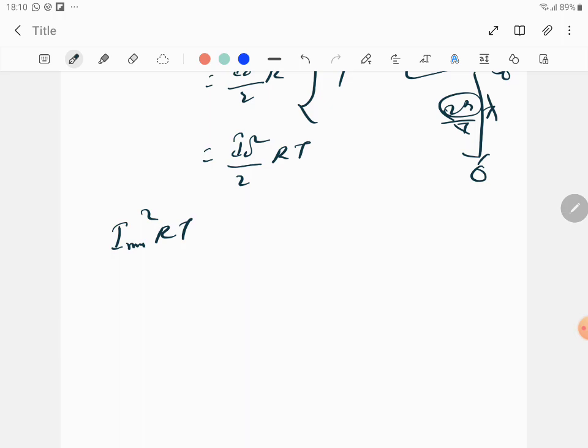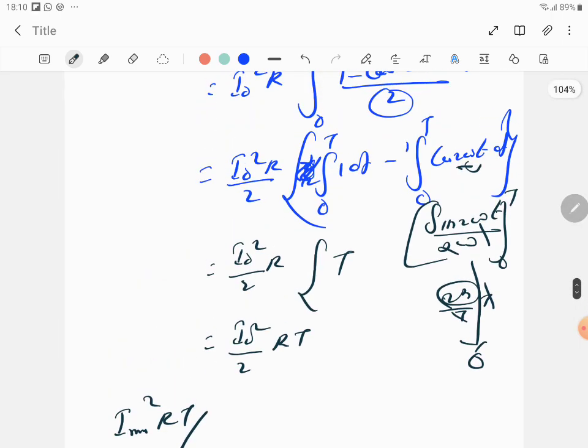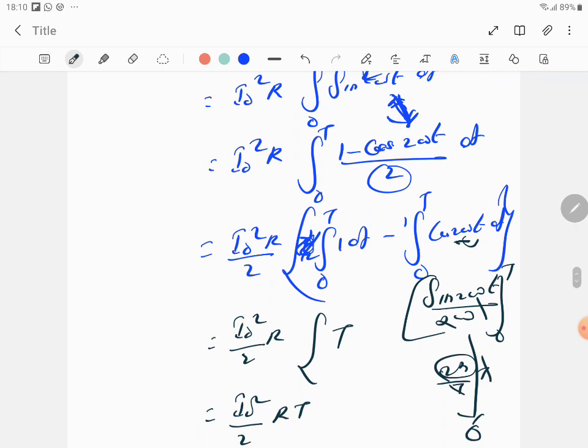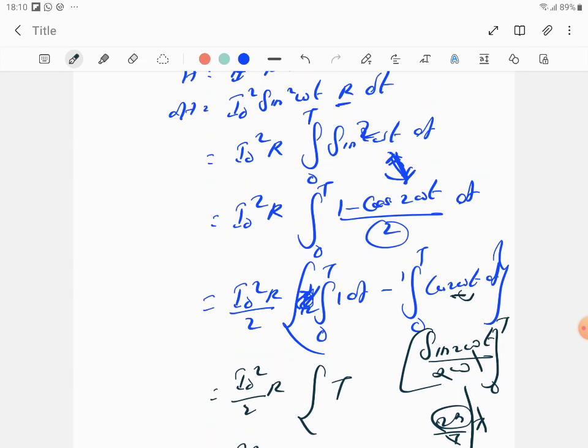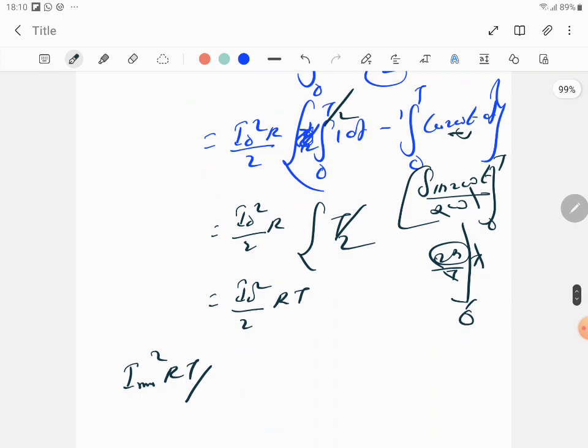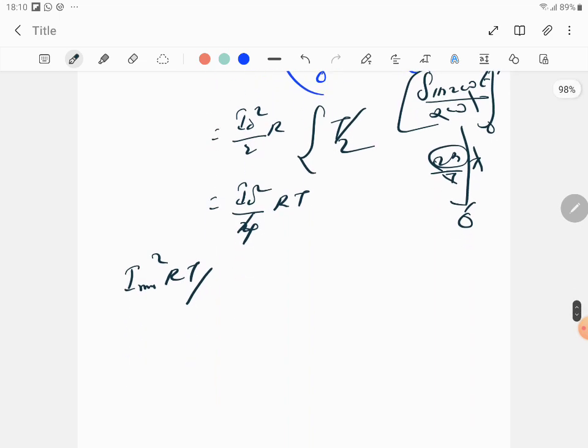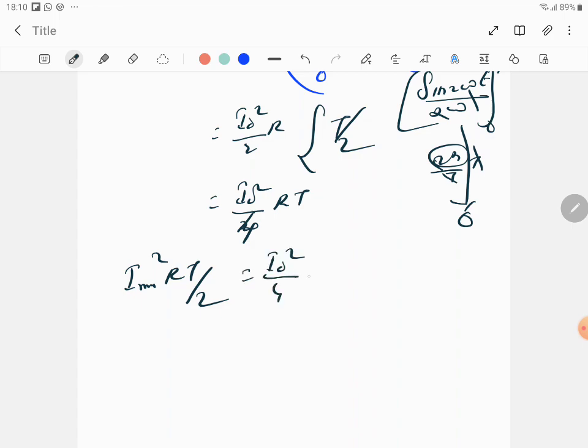So I RMS square RT. And you know T is not the full period; we have to study for half the time period. Not for the full, because over the whole time period the current will become 0. So we have to check for half the time period, correct? So it will become T by 2, so it will become T by 4. In the definition they have given a particular time period, but we are taking it as half the time period, because we know it's similar only for half the time period. So by definition, I RMS square R into T by 2 is equal to I naught square by 4 into R into T. T and T get cancelled, R and R get cancelled, 2 and 4 get cancelled. Thus I RMS is I naught by root 2.